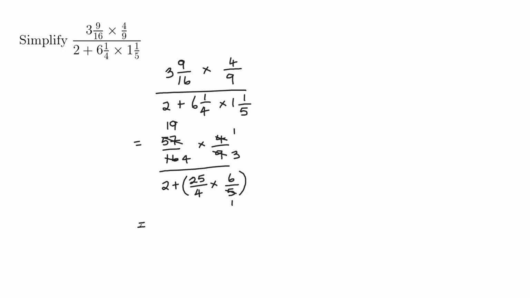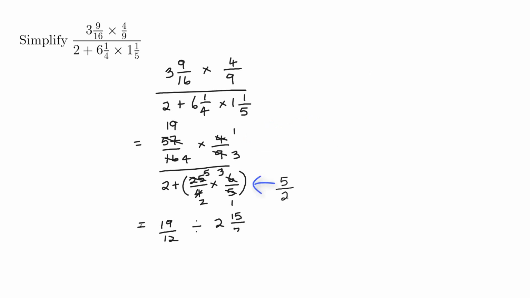For the multiplication in the denominator, 25 and 5 are divisible by 5, and 6 and 4 are divisible by 2. We can now get a singular term for the numerator by multiplying the fractions there. So 19 times 1 should give us 19 over 4 times 3, which should give us 12.